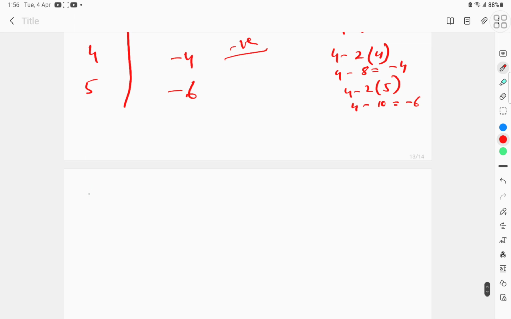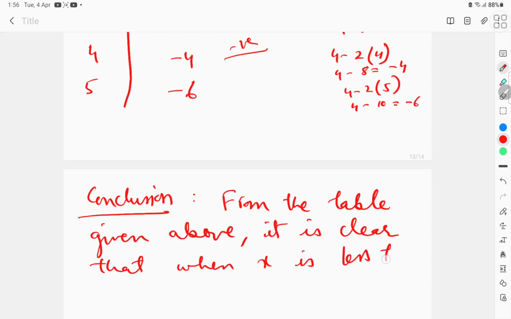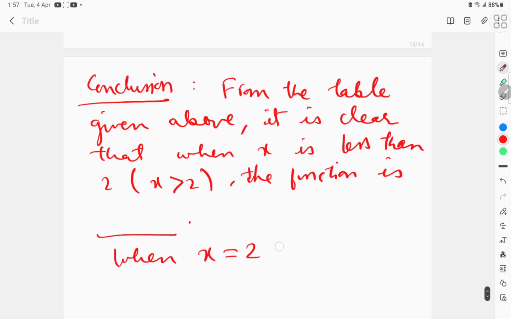Write down the conclusion. So our conclusion will be, this is our answer of the equation. From the table given above, it is clear that when x is less than 2, the function is falling, but when x is equal to 2, sorry, when x is less than 2, we have positive values.